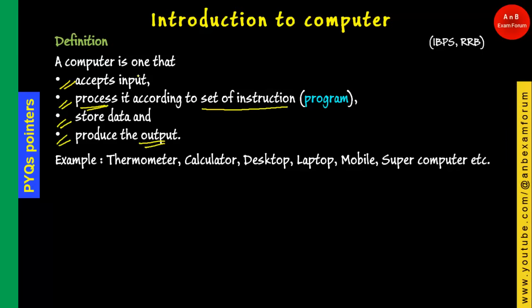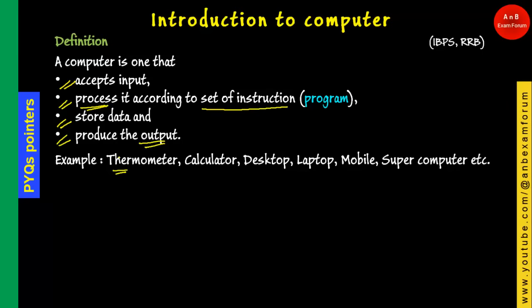I repeat once again, computer is one device which accepts the input, processes it, stores it and produces the output. Okay, so there are many examples of computers you can think of which do the same thing. If you take a thermometer, okay, a thermometer is also a computer. How is it a computer? Because it accepts the input. How is it accepting the input? By the heat. Okay, the heat acts as an input. Okay, after heat your mercury expands and afterwards it is going to output how much temperature you have. So it is some sort of computer.